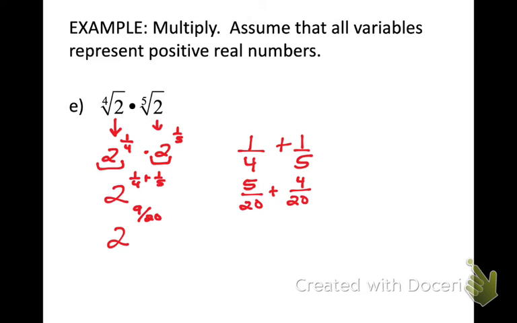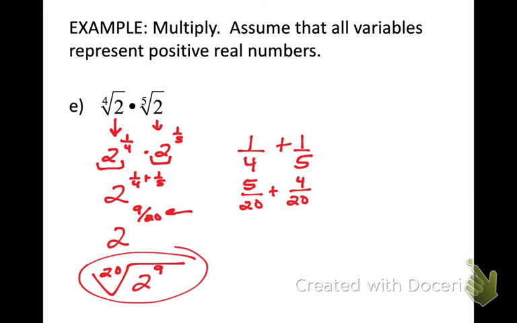And because I started as radicals, I should finish as radicals. So remember, your index is in the denominator, so that's going to be a 20th root of 2 to the 9th. And we can just leave it like that.